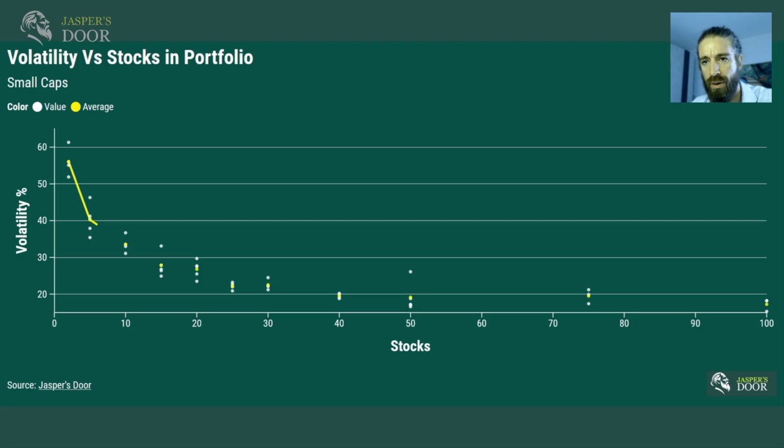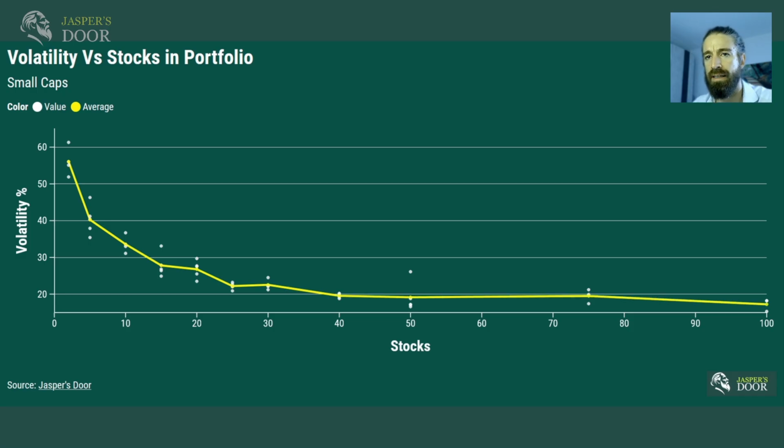So this is what is happening. We have a similar result, very similar. Of course, small caps have higher volatility, so it starts higher and it decreases slightly slower.